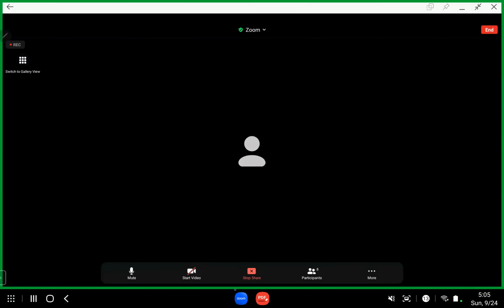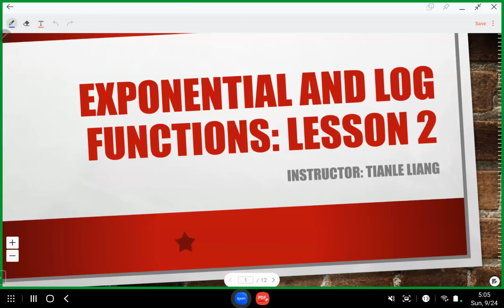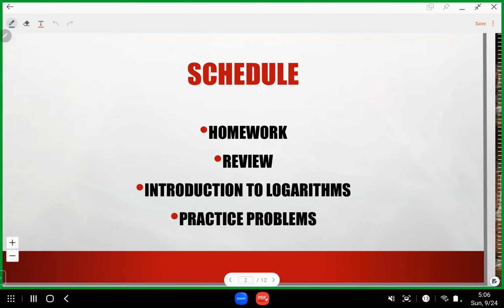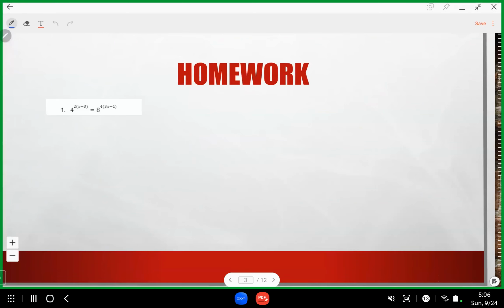So let's start with the homework first. Today will be lesson 2 of exponential and log functions, and today we're going to be introducing logarithmic functions. So we're going to go over homework, review, go over the introduction to logarithms, and go over some practice problems. Let's start with the first homework problem. I'll give you a few minutes to do this, then I'll walk you through it.